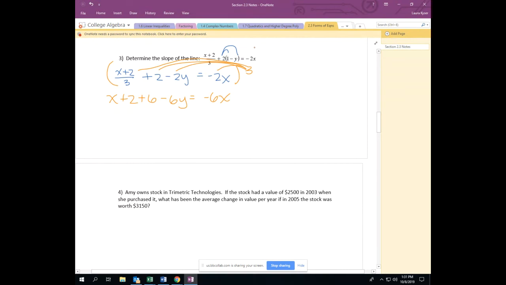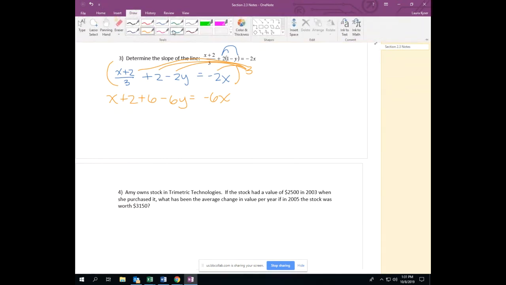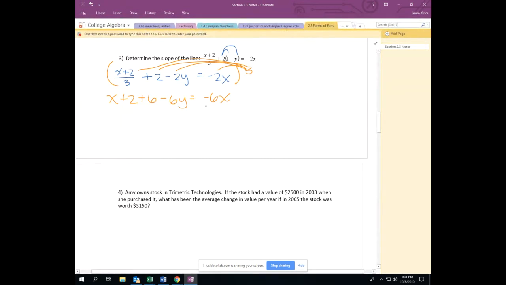From here, we get to decide if we want to put it into standard form or slope-intercept form, and it won't matter whichever one you want to do. I'm going to put it in standard form since we didn't see a standard form equation yet. So I'm going to add this 6x over, which gives me 7x. These combined, so that's plus 8 minus 6y equals 0. And then to get it in actual standard form, subtract the 8 over. So we're looking at 7x minus 6y equals negative 8.